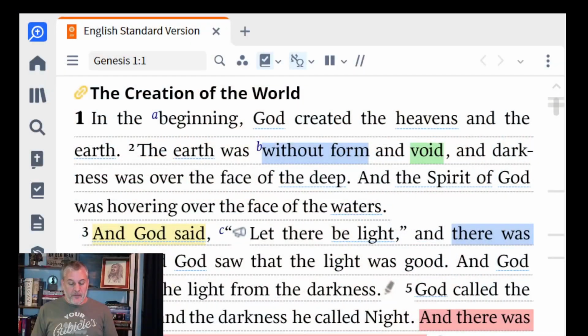So let's take a look at what happens in verse 3. God said, "Let there be light," and there was light. So that's the answer to the question, right? What did God create on day 1? He created light. But now if you insist on a scientific explanation of this, what does that mean actually?